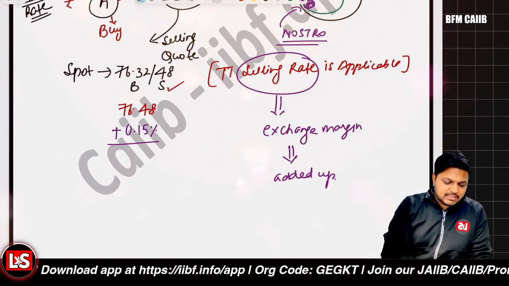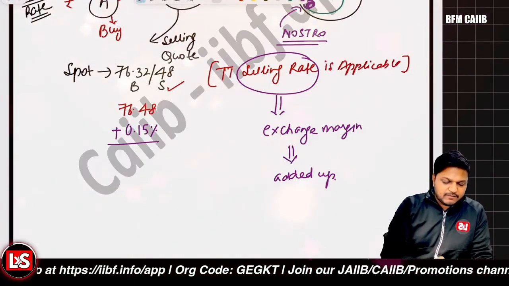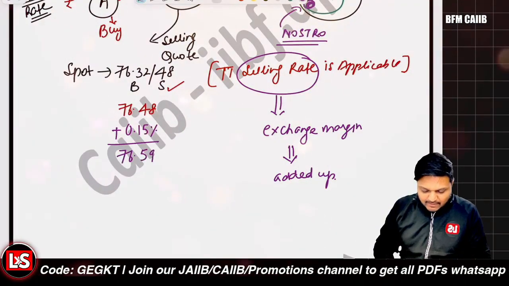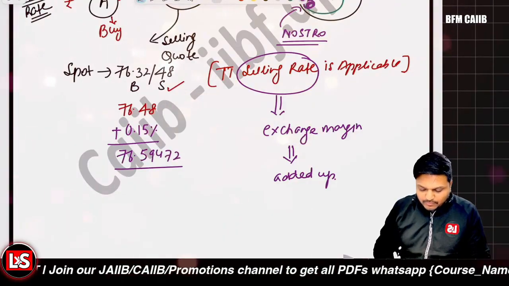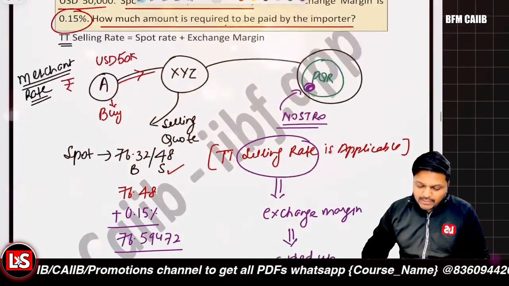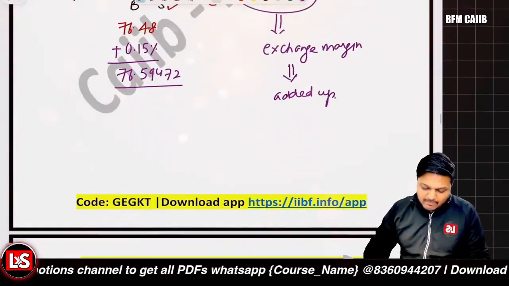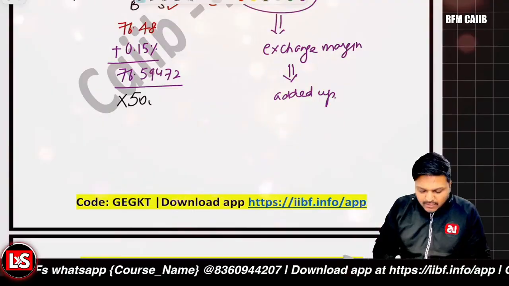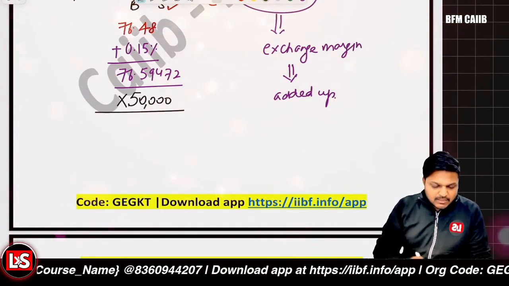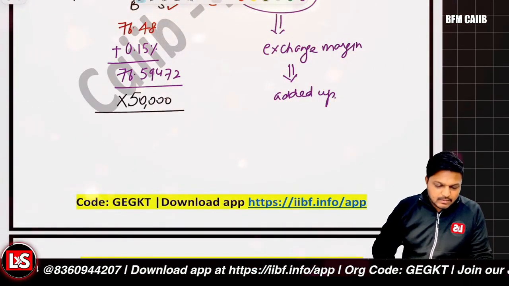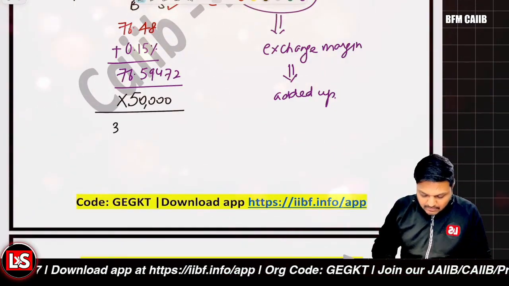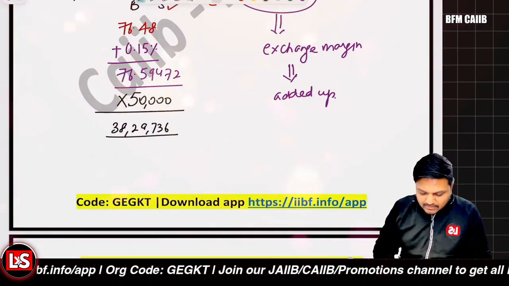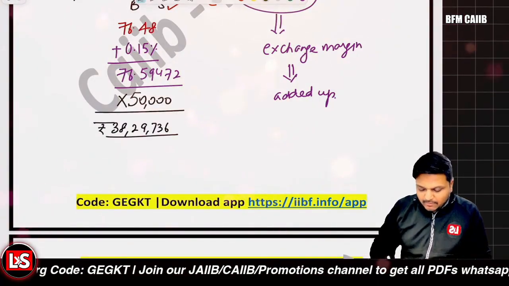So 76.48 plus 0.15% gives 76.59472. We want to find what amount is to be paid by the importer, so multiply by 50,000, because a 50,000 USD demand draft was to be issued. So the answer is 38 lakh 29,736. This amount is to be paid.